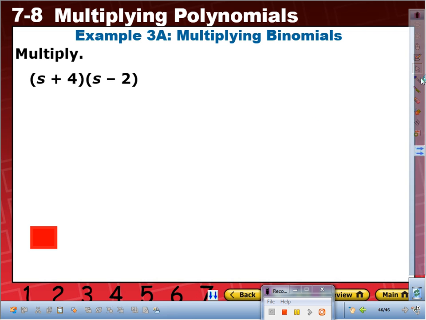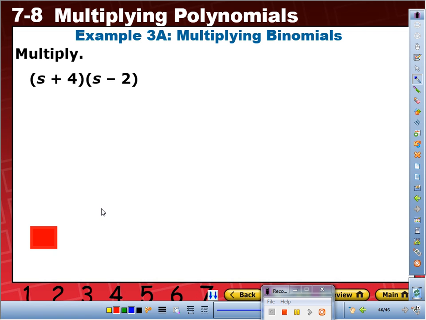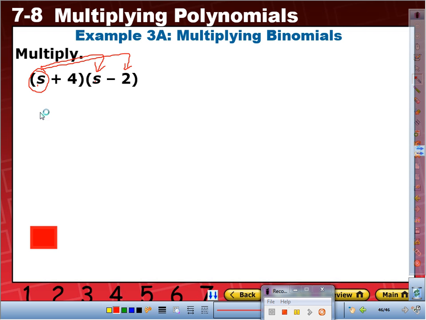So check this out. I'm going to start with red, and I'm going to circle my first term, which is s. And I'm going to distribute to these two, to this one and to this one. So what is s times s? S to the second. What is s times negative 2? Negative 2s. Are we there so far? Okay. Now I'm going to do the next term. What is 4 times s? 4s. Okay. What is 4 times negative 2? Negative 8. Is that correct?